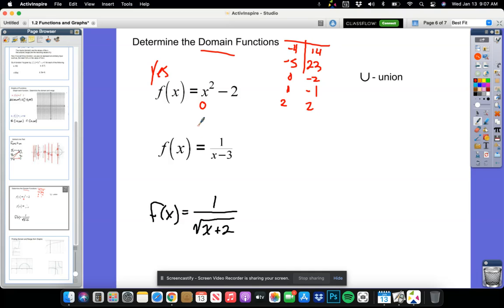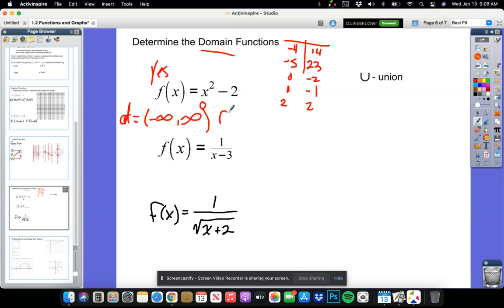Now, what is the domain and range? Let's start with the domain. At any point, can I put in a value for x and it increase or decrease or get bigger? Yeah. So this is our negative infinity to positive infinity. There's not a single number that won't let me do it.